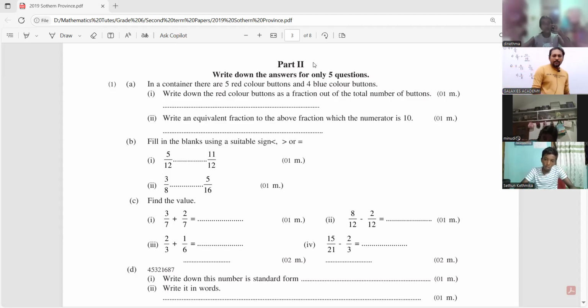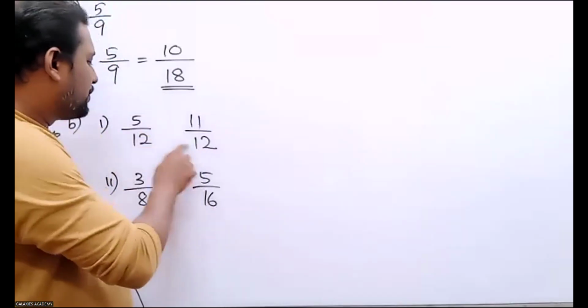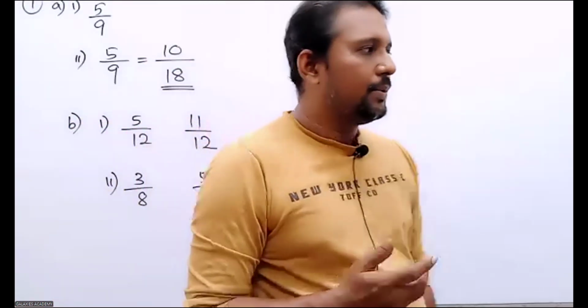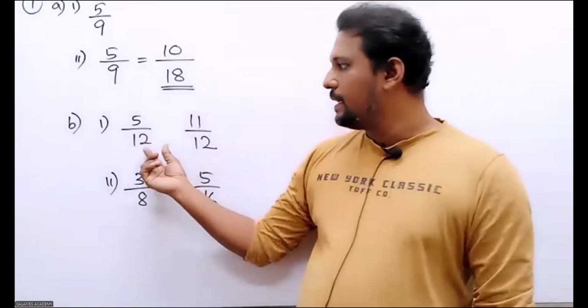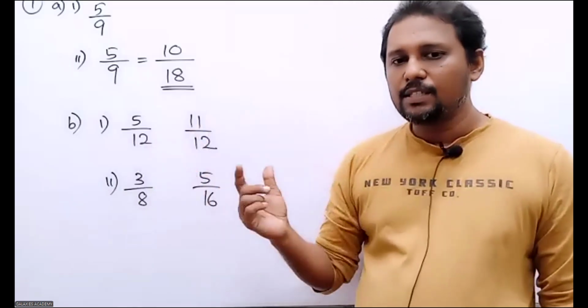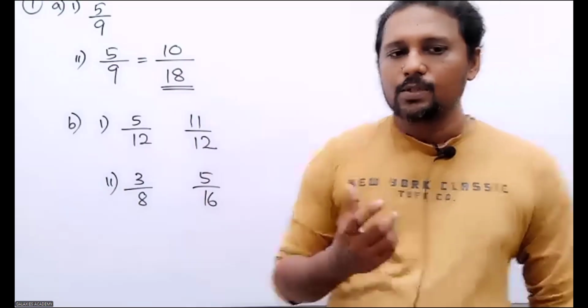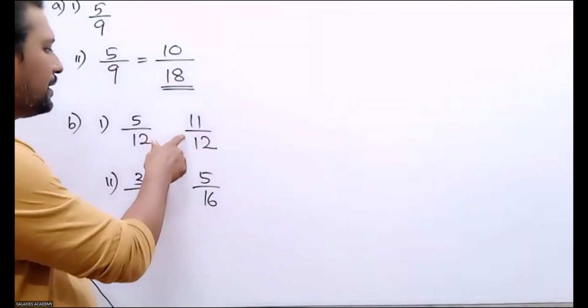The first part, look at it. These two fractions' denominators are equal, no? Then you know the theory. If the denominators of the fractions are equal, the larger fraction has the larger numerator. So what is the larger fraction? 11/12.